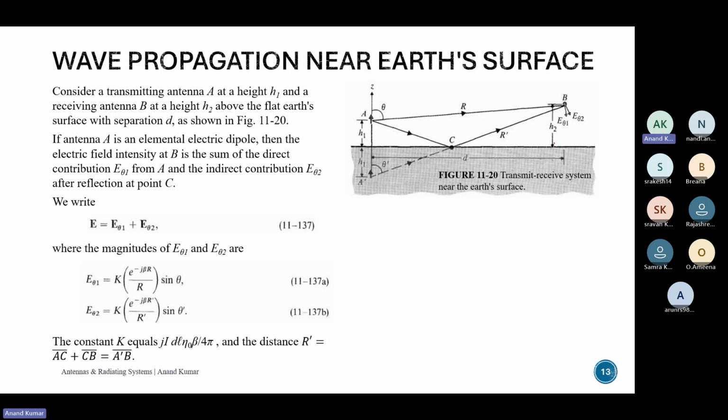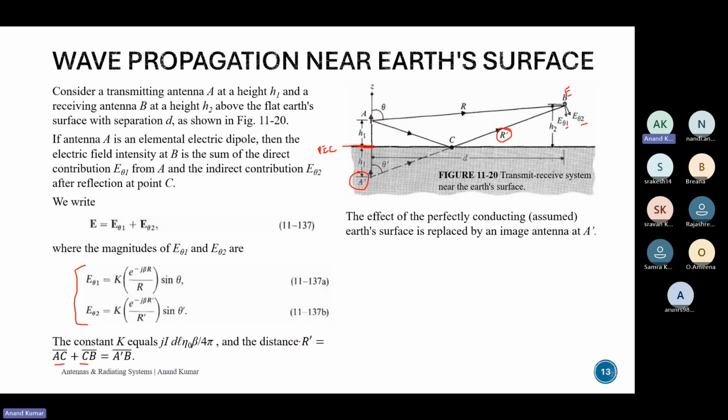So we can write the total electric field over here as the sum of E01 and E02, where E01 is due to the direct path and E02 is due to the indirect path. For the antenna A, we have taken its image over here because the ground acts as PEC, and it will be at the same distance from the ground surface, and this antenna makes an angle of theta dash. From the previous knowledge, we can write the electric fields like this. And the r dash distance is basically the distance A dash B, which can also be given as the sum of AC plus CB.